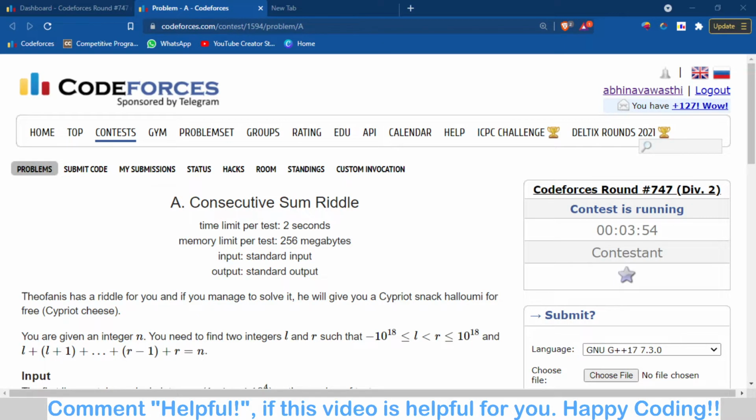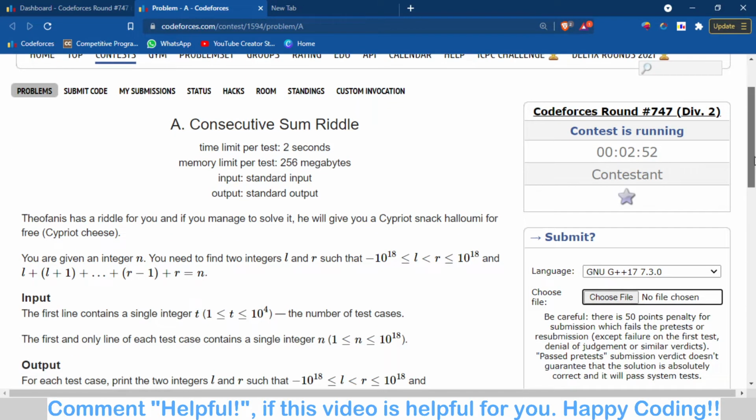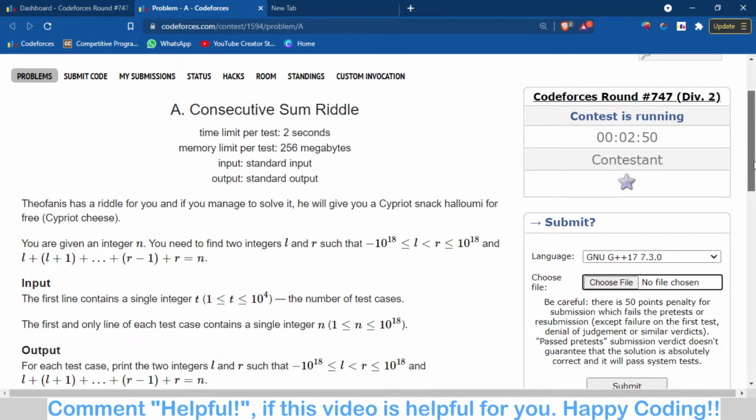This is Abhinav. So in this video, I am going to talk about problem A of Codeforces round 747, which is Consecutive Sum Riddle. So this is the problem. This is really a very easy problem, you can say, and a little bit of a logical problem.